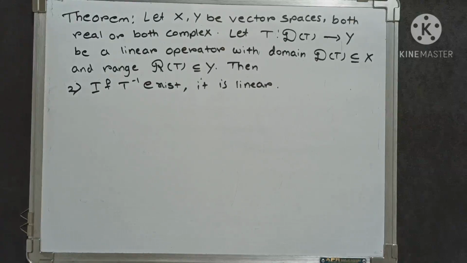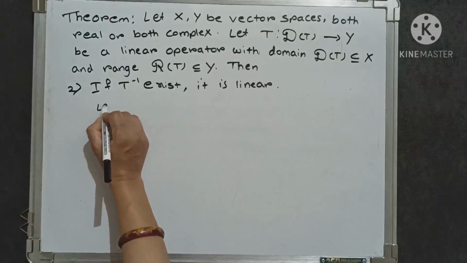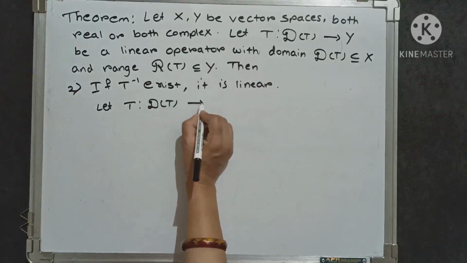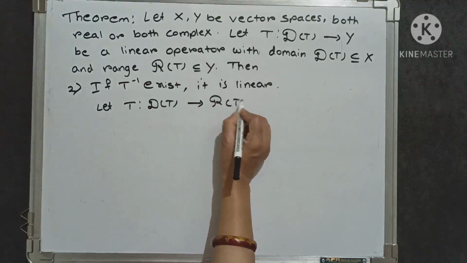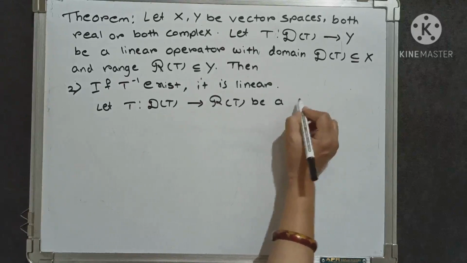So we start with the given condition: let capital T from script D of T to script R of T be a linear operator.